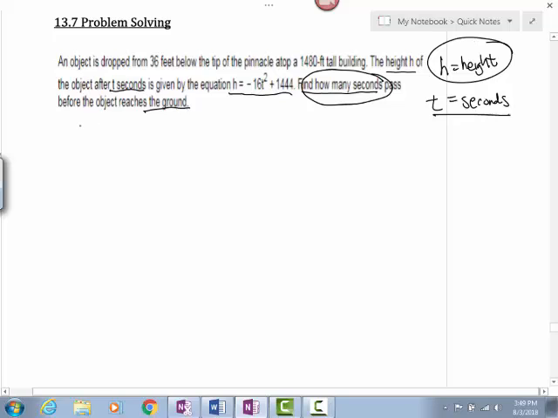So all I'm going to do is I'm going to take the equation h equals negative 16t squared plus 1,444, and where the h used to be, now I'm going to put the number 0. Negative 16t squared plus 1,444. Alright, so now I need to go ahead and solve this equation here.